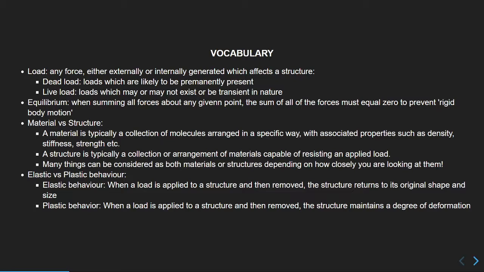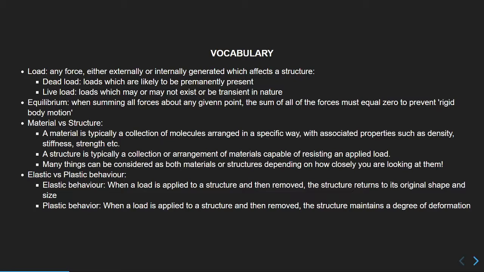A really short example of that is humans, right? Humans aren't always permanently in a building, except for maybe during COVID. And so we have to consider that the weight of a human and the potential loads associated with it can fluctuate. Equilibrium, something I mentioned earlier. When summing all forces about any given point, the sum of all the forces must equal 0 to prevent rigid body motion, and we'll get into what that means in a further slide. But it just basically means a balanced outcome.